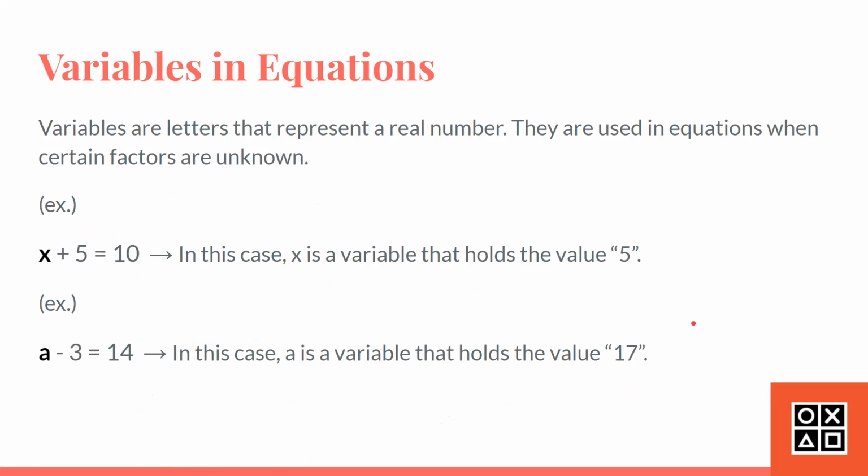Variables in equations. Variables are letters that represent a real number. They are used in equations when certain factors are unknown. For example, x plus 5 equals 10. In this case, x is a variable that holds the value 5. a minus 3 equals 14. In this case, a is a variable that holds the value 17 because 17 minus 3 equals 14. So these variables represent numbers that satisfy the equation.